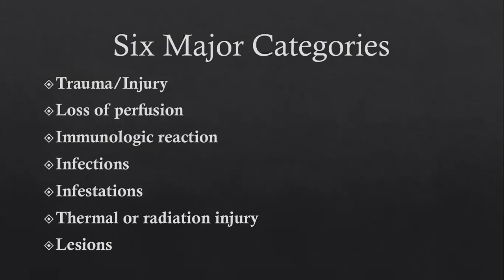Okay. So we have 6 major categories that we want to look at. We look at trauma and injury, any kind of loss of perfusion. And what is loss of perfusion, Brittany? That's when the fluid is not circulating through the body or getting to certain areas of the tissue. Right, the blood is not circulating. So what happens when you don't get good blood circulation, Cody?